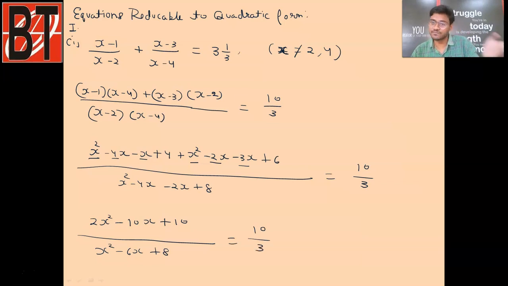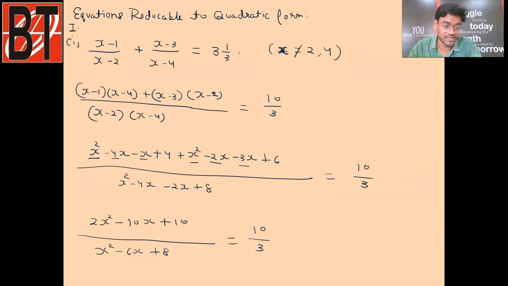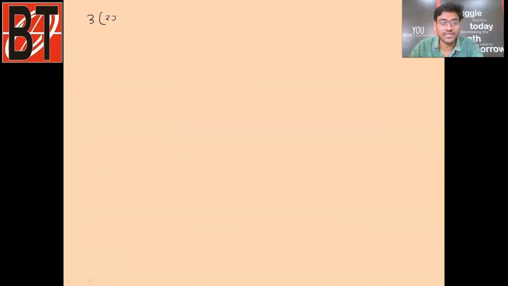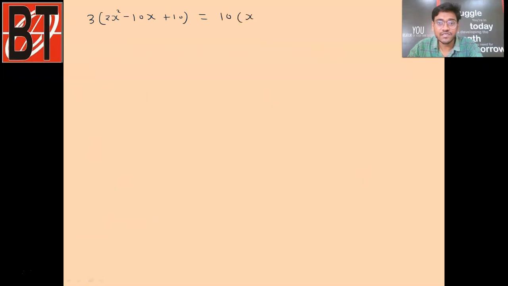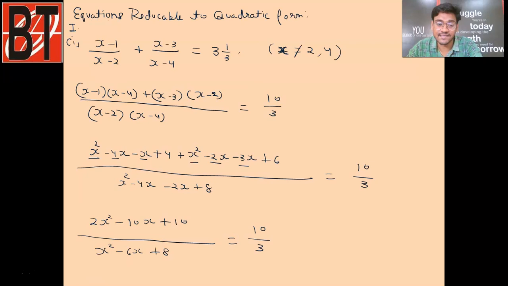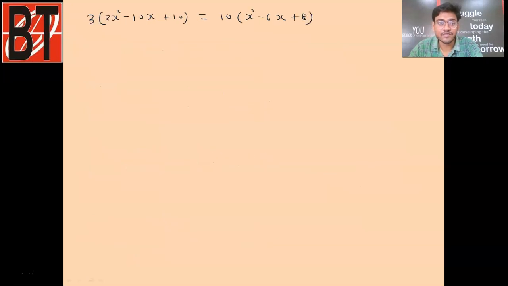Now students, the next step, cross multiplication. So let's cross multiply these. 3 is multiplied with this bracket, 2x square minus 10x plus 10. So 3 into (2x square minus 10x plus 10) is equal to 10 times (x square minus 6x plus 8). Now students, let's multiply inside. So 3 2s are 6x square minus 30x plus 30 is equal to 10x square minus 60x plus 80.